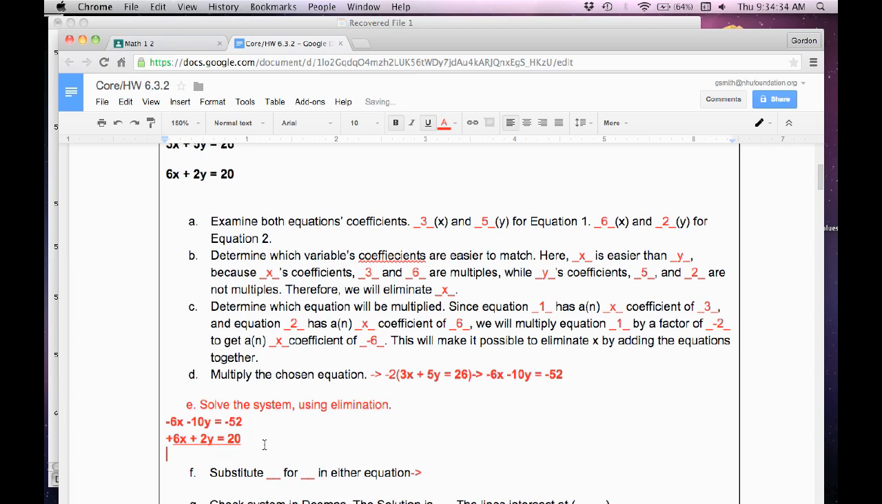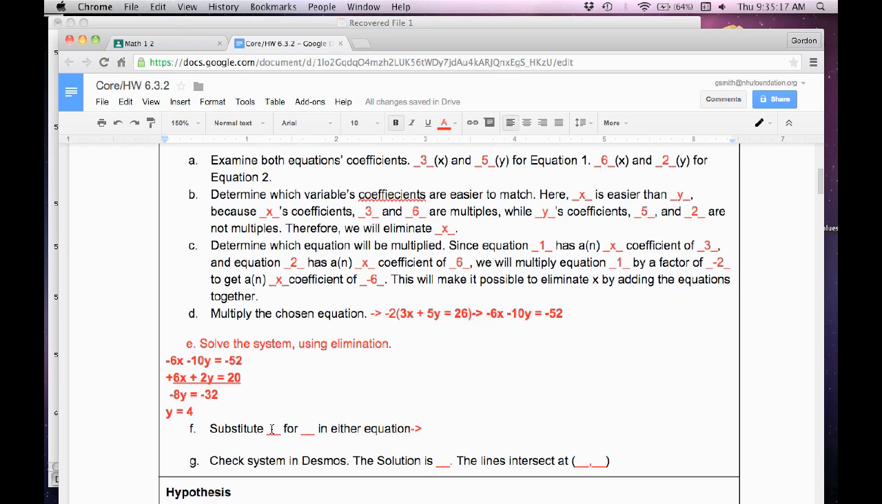It's very useful. Okay, so now when we put these together, -6x plus 6x is 0. I don't need to underline anymore. -10y plus 2y is -8y, so 0 minus 8y is equal to -52 plus 20, which is -32. So then I can divide both sides by -8. I want to get rid of that coefficient. We have the 0 there, so that doesn't really count for much. I can even get rid of it. I have -8y equals -32, so I divide by -8 and I get y equals 4.